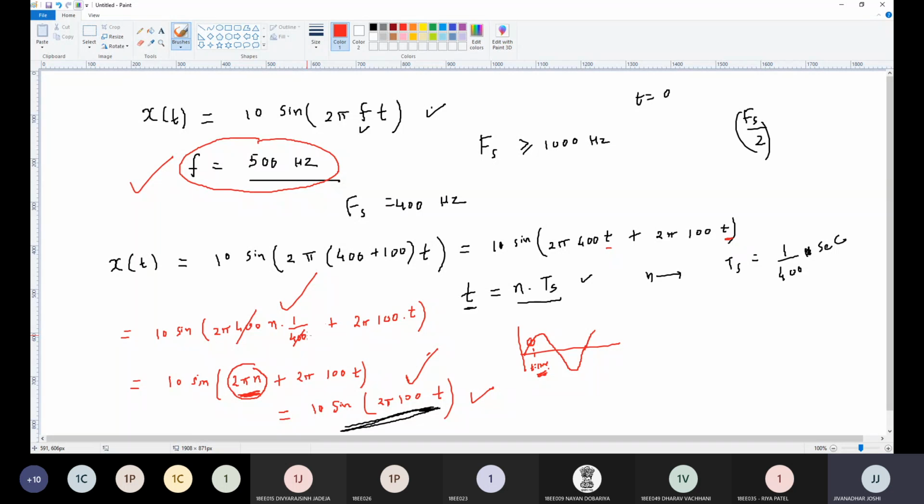So is it good or bad? Is it good or bad? Is information preserved or lost? What do you say about it? Yes, this is error. This is not an expected thing. And this is called aliasing.